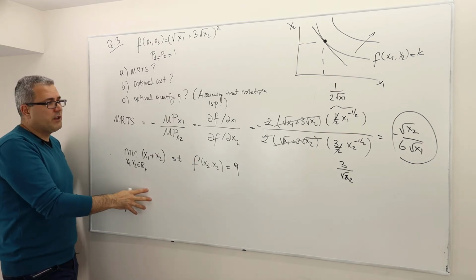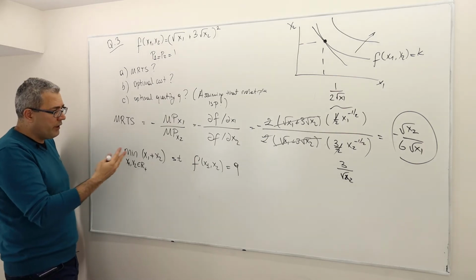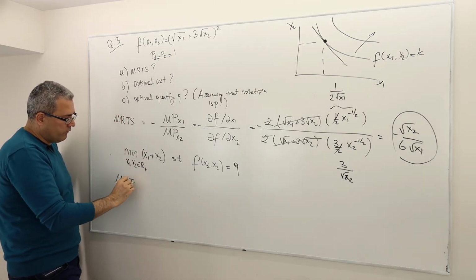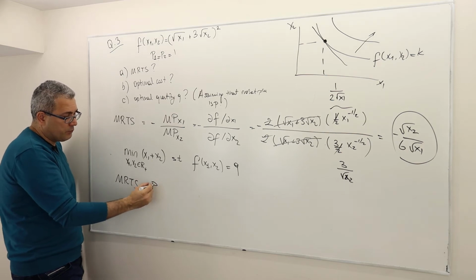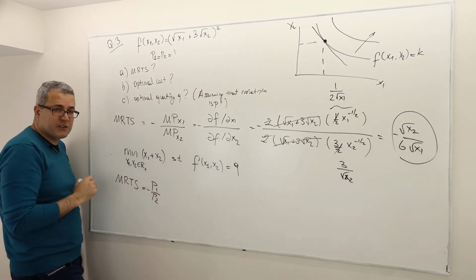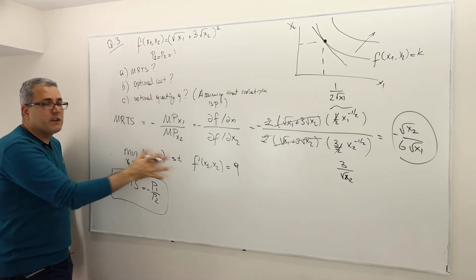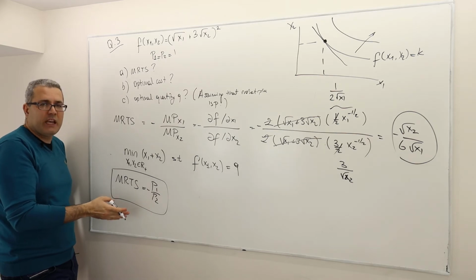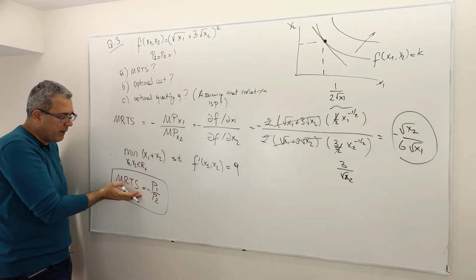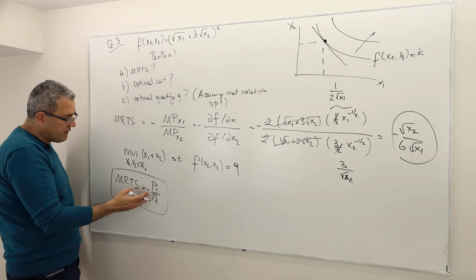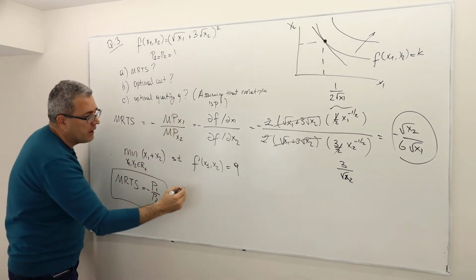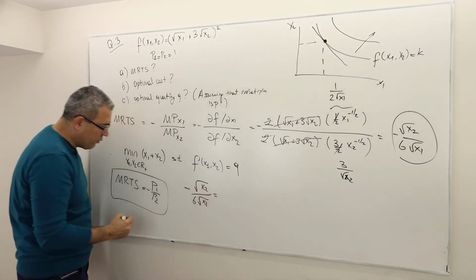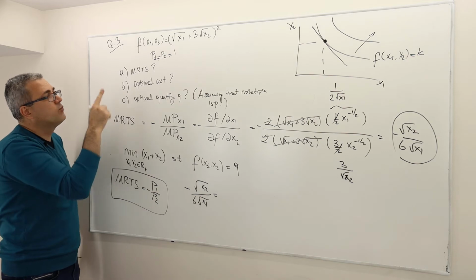You can write down the Lagrangian and solve the first order conditions, or alternatively, because it's going to be equivalent, at least for this question, you can set the marginal rate of technical substitution equal to minus the price ratio. If you solve the Lagrangian of this problem, you're going to end up with this equality anyway. So you can save some time by skipping the Lagrangian and starting from this point. So what is the MRTS? We already found it. It is minus square root of x2 divided by 6 square root of x1 equals, what is the price ratio? It's 1 over 1.